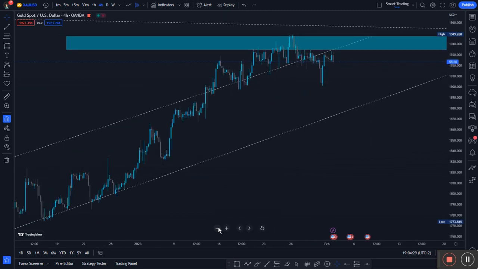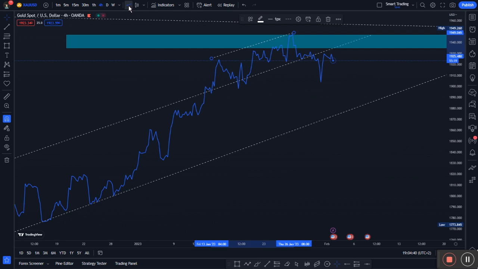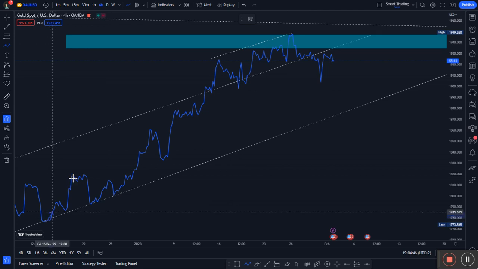Okay, we see that we are having a channel right over here, guys, another channel right over here. You all can see that even if we move to a line chart, we're having a channel. So what happened is that we had an upward movement, right? This was our upward movement, right?